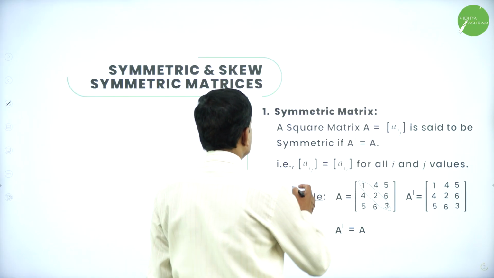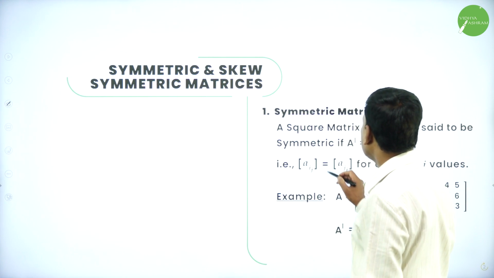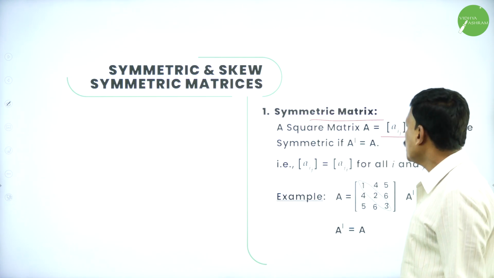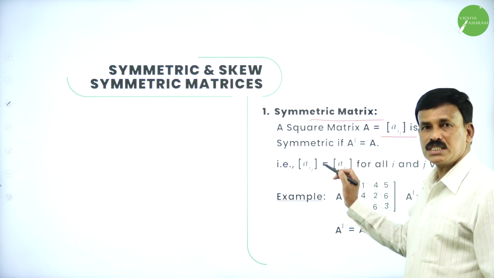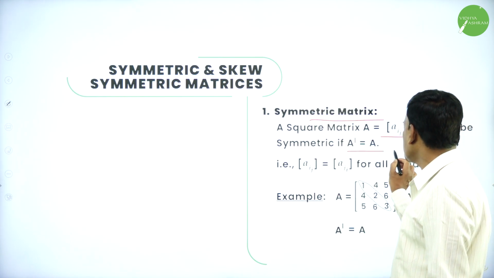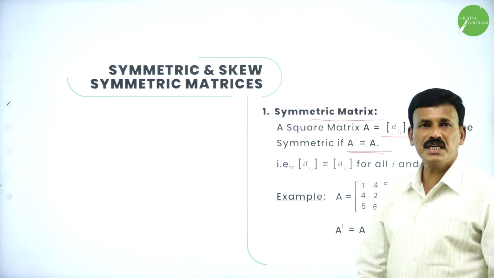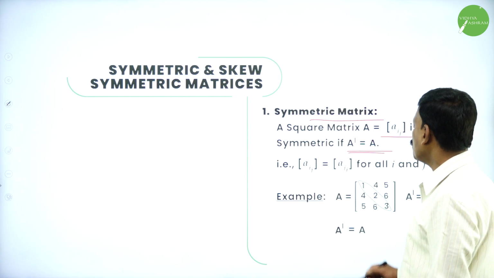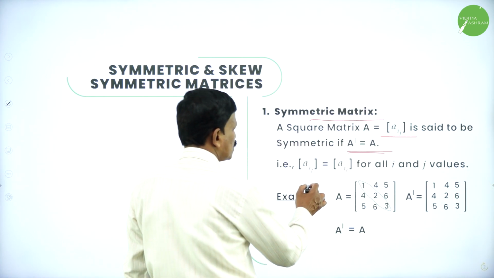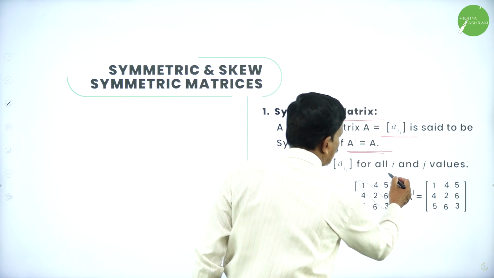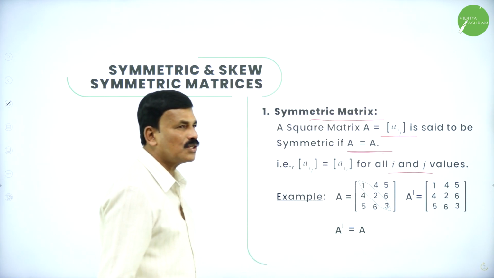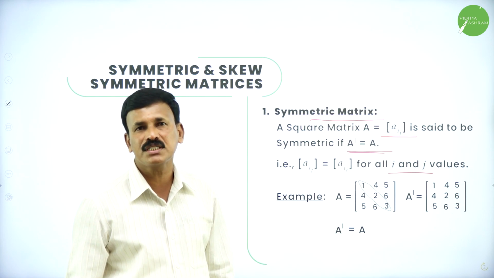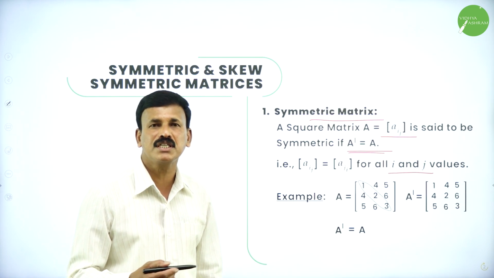First of all, symmetric matrix. A symmetric matrix means it's a square matrix. A square matrix A equal to [aij] is said to be a symmetric matrix if A dash is equal to A. If A dash is equal to A, then it is said to be a symmetric matrix. That is, if aij is equal to aji for all the values of i and j. That means if you transpose the matrix, you are going to get the same matrix. Such a matrix is called a symmetric matrix.